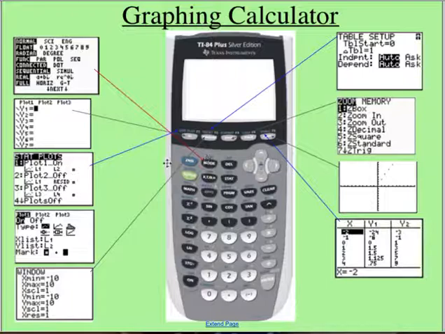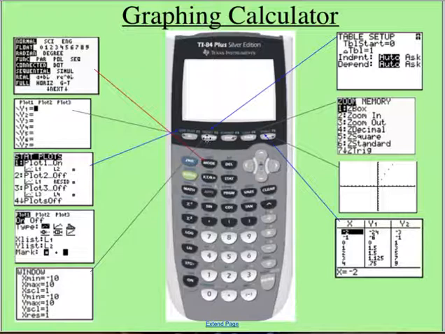And then you'll notice I have blue arrows as well to these same buttons, but it's kind of like a shift key on a keyboard. You have to hit the second button first. So if you were to hit second and then y equals, that's going to take you to your stat plot screen. You might have used this in statistics. We will be using it, but probably not until our second trimester.